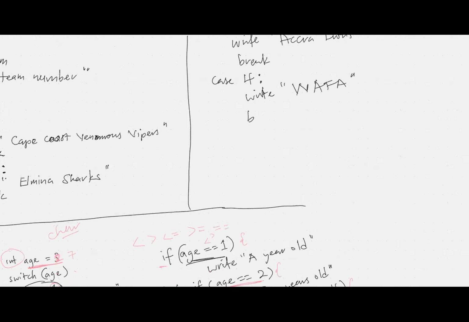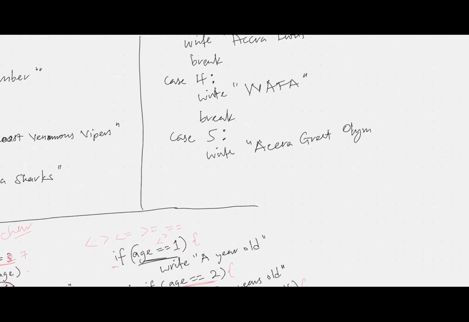Then finally, case 5, we write, I think it's Accra Great Olympics. And then let's end the switch. Okay, so we have the program all done now. I want us to see it, so let me squeeze it a bit.